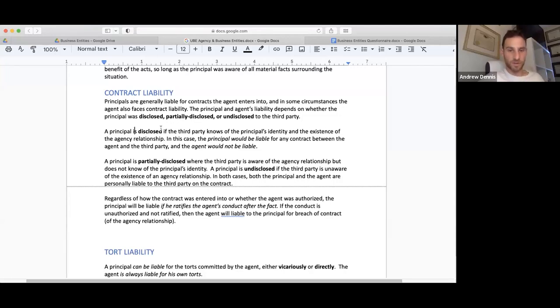So if they're disclosed, the principal is liable. If it's partially disclosed, where the third party is aware of the agency relationship but does not know the principal's identity, or if they're undisclosed, the party is unaware of the existence of the agency relationship. In these cases, both the principal and the agent are personally liable to the third party in the contract.